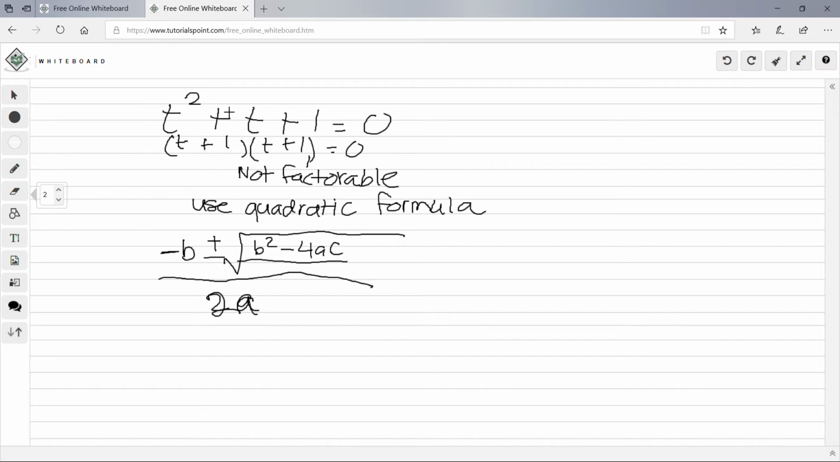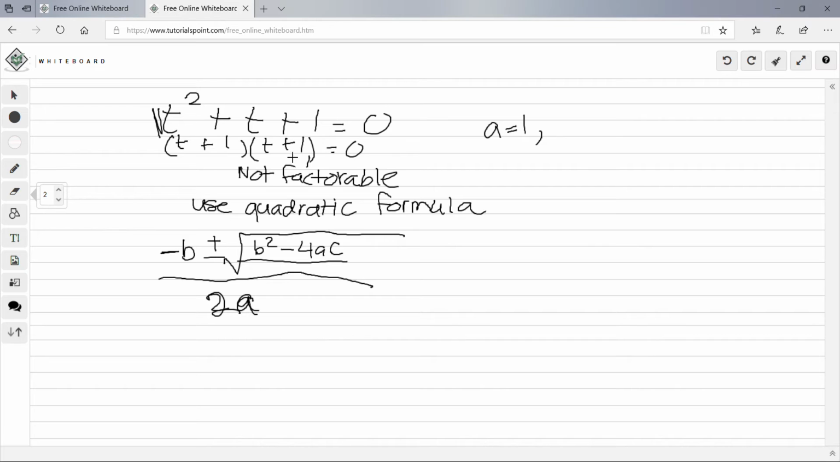So we have t squared plus t plus 1. Our a, b, and c are basically the coefficients. The highest degree is the square, right? So we have a t squared here, but it has a coefficient of 1. That means our a is 1.